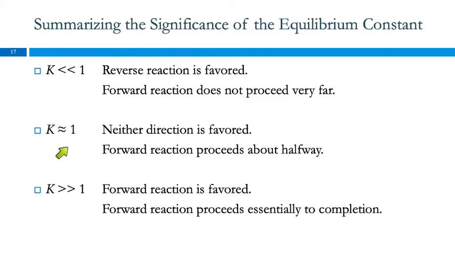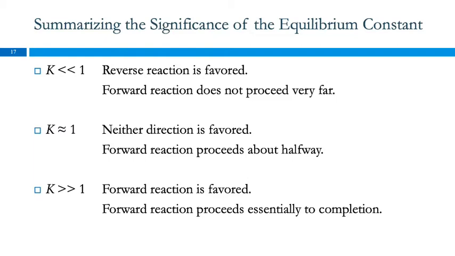When the equilibrium constant is around 1, and that's like 0.1 to 10 would be considered around 1, compared to 10 to the minus 31, that means that neither direction is favored and the reaction goes about halfway. And if K is really large, the forward reaction is favored. It essentially goes to completion. The reverse reaction occurs very little.